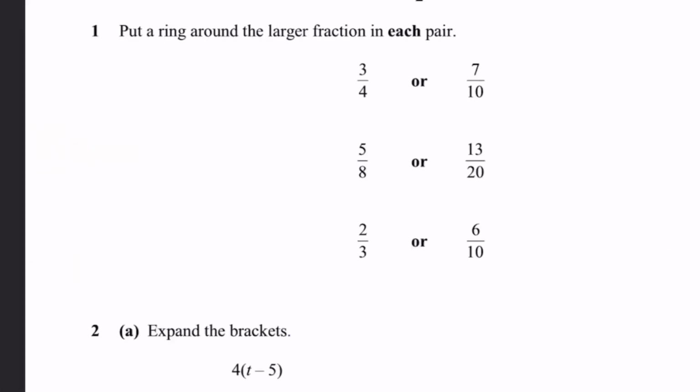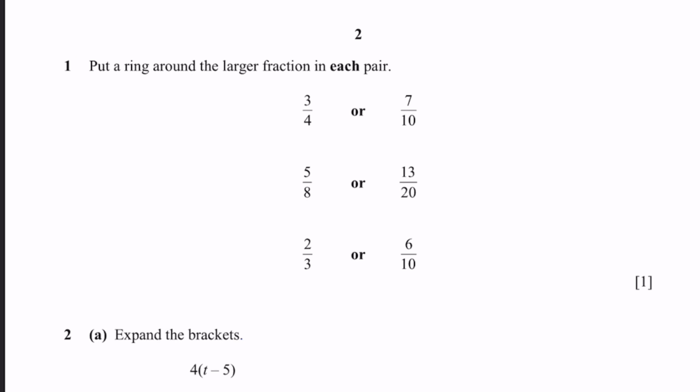Let's start. Question 1. Put a ring around the larger fraction in each pair. 3 by 4 or 7 by 10. 7 by 10 is 14 by 20 when you multiply both sides by 2. And 3 by 4 is equal to 15 by 20 when you multiply both sides by 5. 15 by 20 is greater than 14 by 20 since 15 is greater than 14. That means 3 by 4 is larger.